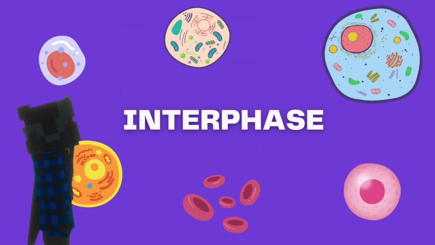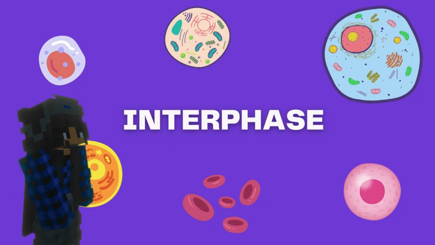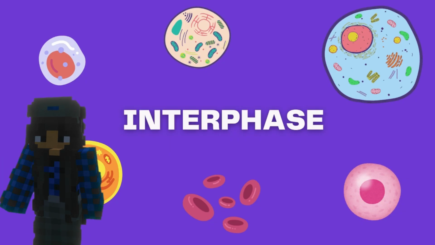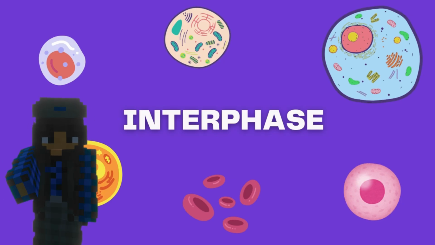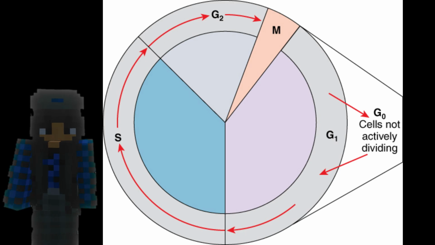The first stage is interphase, and it's the longest part of the cell cycle. Interphase is like the cell's preparation phase. The cell grows, does its regular work, and gets ready for division. Interphase has three subphases, G1, S, and G2.